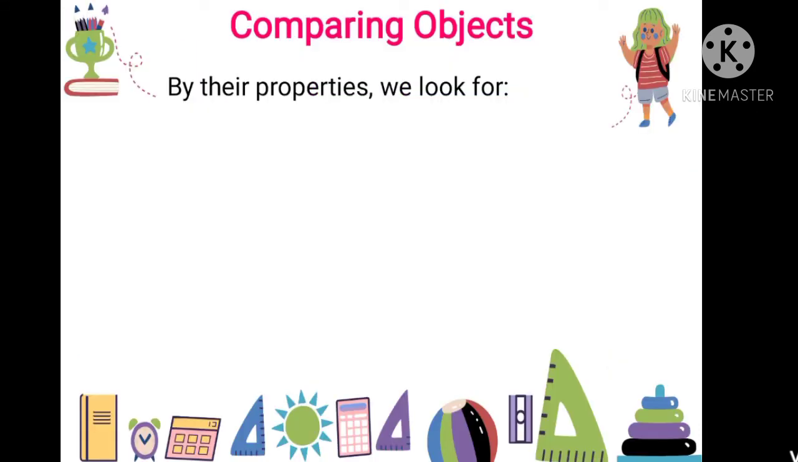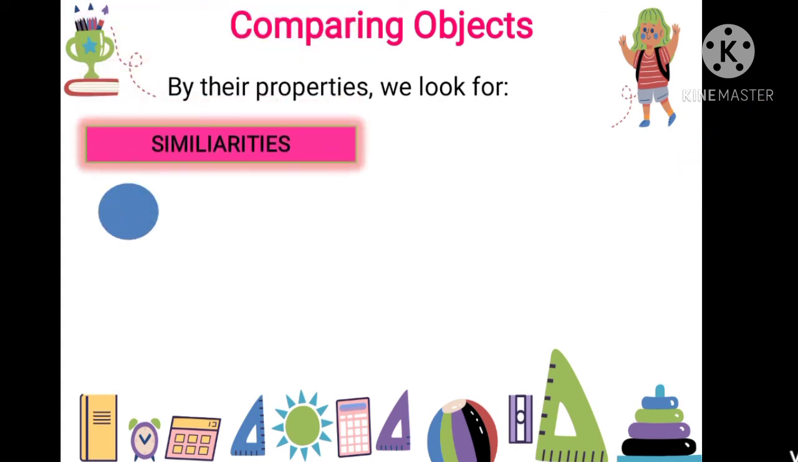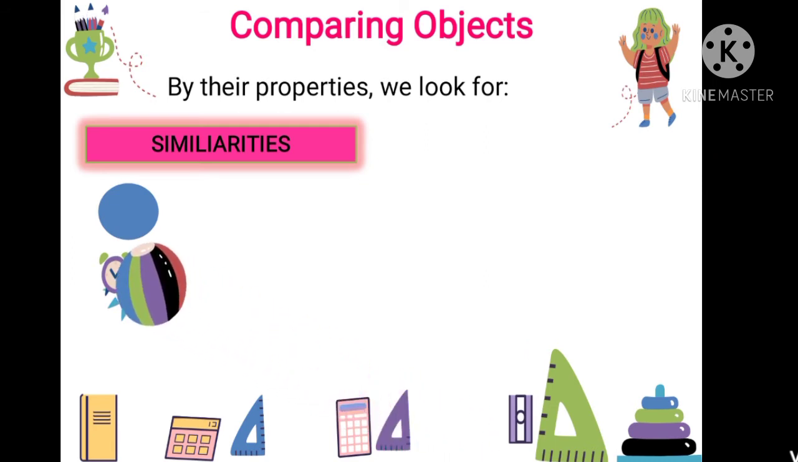Now, we can compare objects. We compare objects by the properties. By the properties, we look first for the similarities. Look, I give you all of these pictures and then I give you the clue. The similarity is the shape of a circle. Which ones are included? Good. The alarm clock, the sun and the ball. Their similarity is they are circular, right?